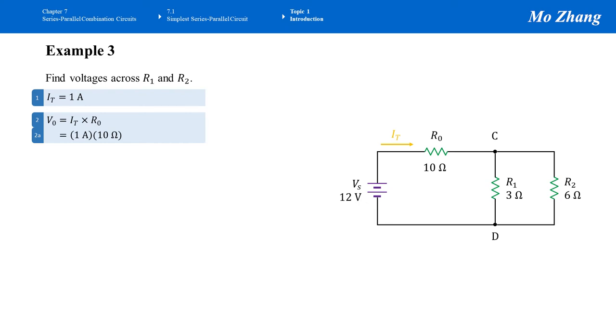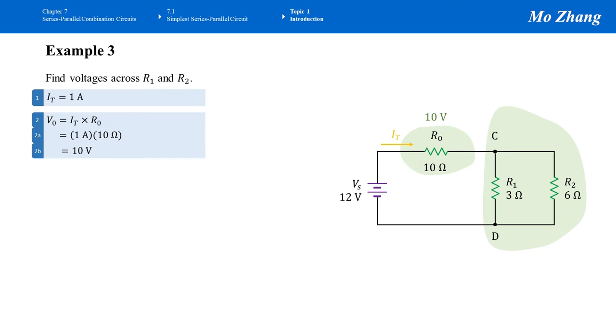Substitute the values into those variables. IT is 1 amp, R0 equal to 10 ohm, the product equals to 10, the unit is volt, which is 10 volt. The voltage drops on R0, called V0, equals to 10 volt. The next question can be how much voltage drops on R1 and R2.